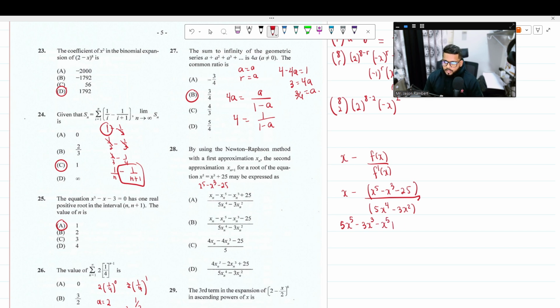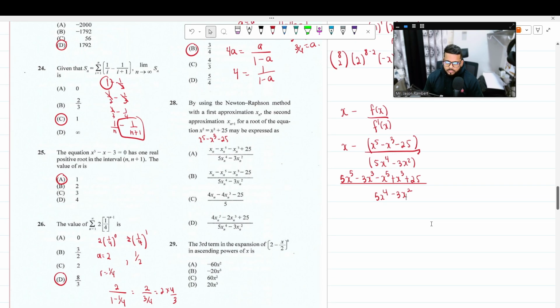Minus x to the 5 plus x cubed plus 25 over 5x to the power 4 minus 3x squared. I don't know if this is going to factorize with anything, but so far it's looking like my answers are going to be A, B, or D.